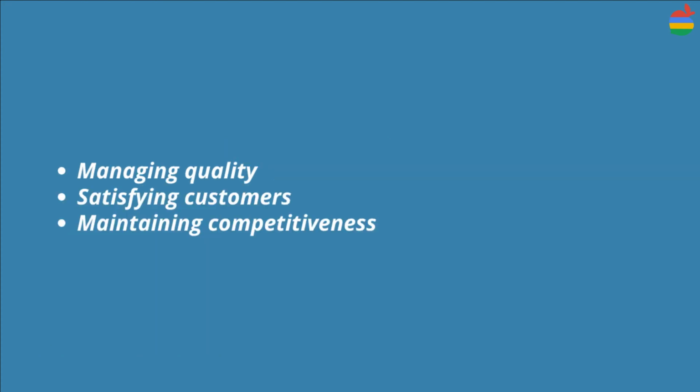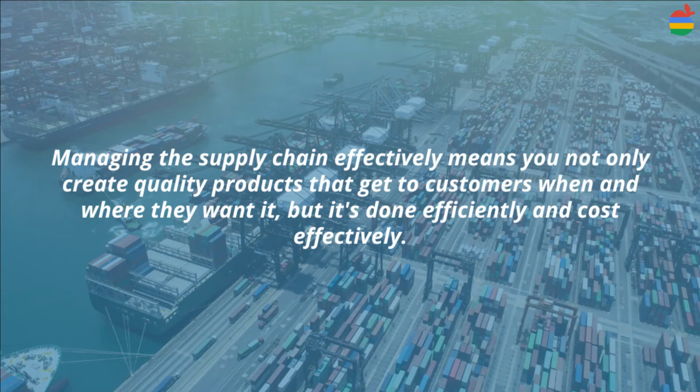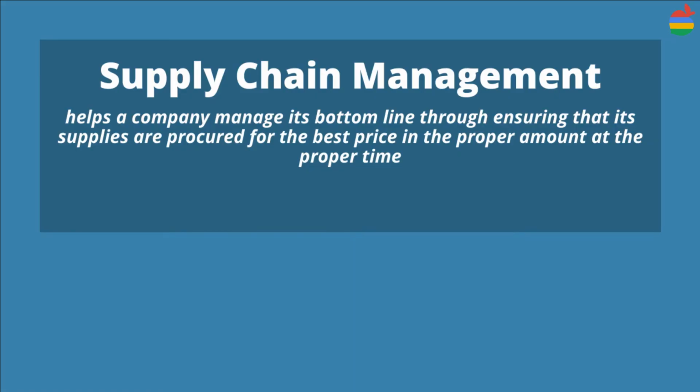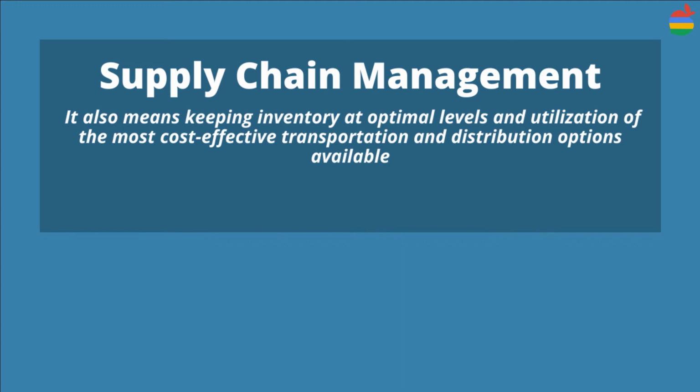Finally, supply chain management helps keep companies competitive. Managing the supply chain effectively means you not only create quality products that get to customers when and where they want them, but it is done efficiently and cost effectively. In other words, SCM helps a company manage its bottom line by ensuring that its supplies are procured for the best price, in the proper amount, at the proper time. It also means keeping inventory at optimal levels and utilizing the most cost-effective transportation and distribution options available.